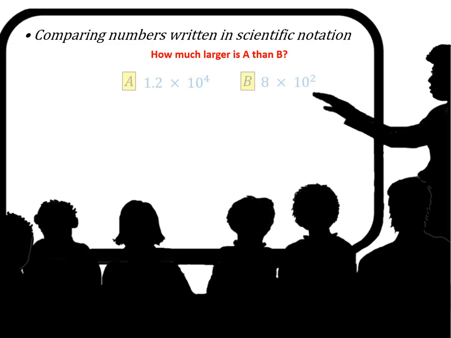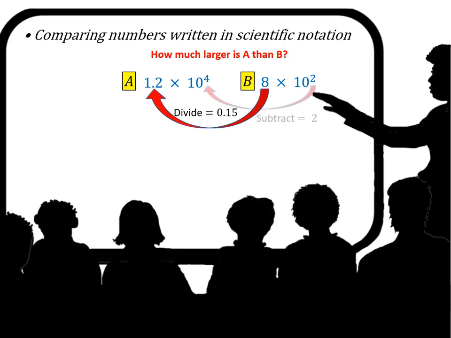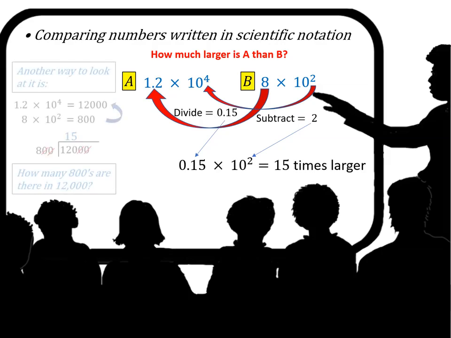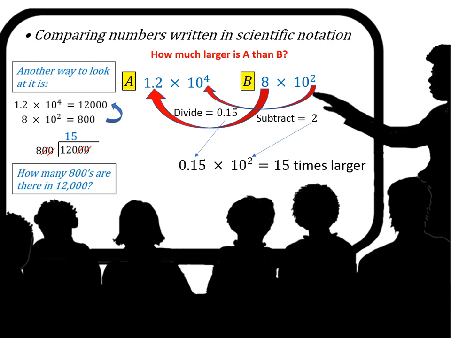How much larger is A than B in this example? Once again, you're going to divide 1.2 by 8, and you get 0.15, and then you're going to subtract the exponents 4 and 2, and you're going to end up with 2. So how much larger is it? 0.15 times 10 to the second equals 15, so therefore it's 15 times larger.